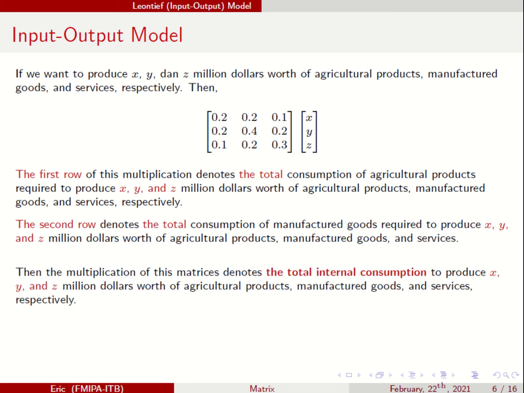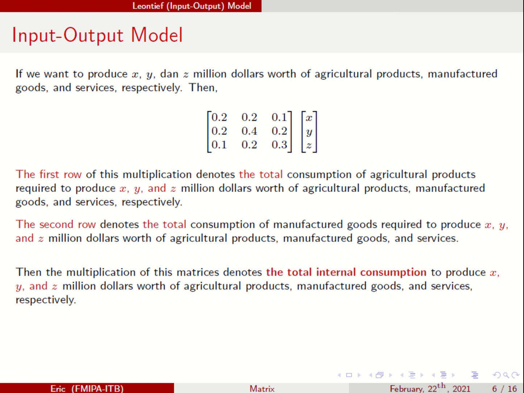The same. So the multiplication of this and this is a 3 times 1 matrix, a vector of 3 times 1. That is what we call the total internal consumption to produce x, y, z million dollars worth of agricultural product, manufactured goods, and services respectively. So the multiplication A times capital X, where capital X is the vector x, y, z.